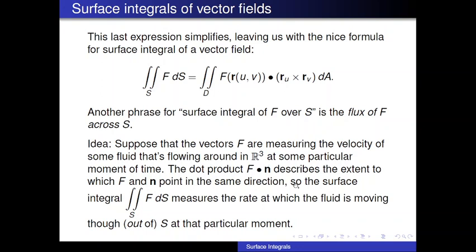So when S is a closed surface, this surface integral really measures the rate at which the fluid is moving out of S at that particular moment. And if it's not a closed surface, we can still think of this surface integral as measuring the rate at which that fluid is flowing through it in a particular specified direction, which they call n.